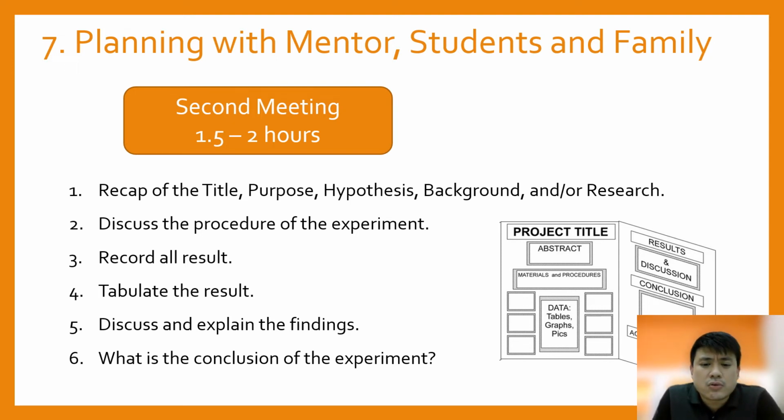Okay, so what is the conclusion that we find out? Yeah, what is the conclusion of the experiment? Everything will be discussed on second meeting. So basically, the first meeting is to do the left panel, to gather information on the left panel. The second meeting is to gather information for the middle panel and the right panel.